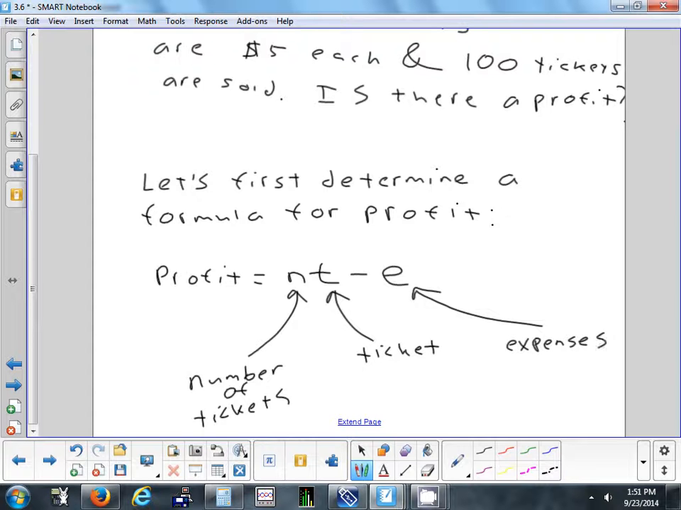So N is how many tickets you sell. T is the ticket price. And E is the expenses. So all we have to do is fill in all those variables and see if we make a profit. If the profit comes out positive, then we made money. If it comes out negative, what does that mean? You lost money, exactly.